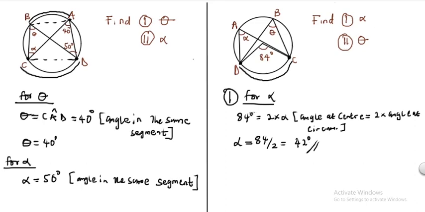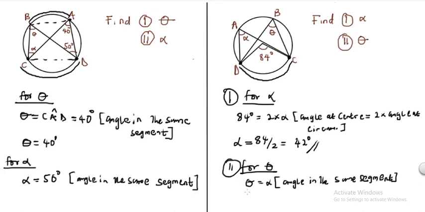Now the next thing we are asked to find is theta. So for theta here, the arc subtending theta is this arc. So we can simply say theta here is equal to alpha because they come from the same arc. This tells us that theta is equal to alpha, and the reason for that is angles in the same segment. So theta here, with alpha being 42 degrees, will be 42 degrees.